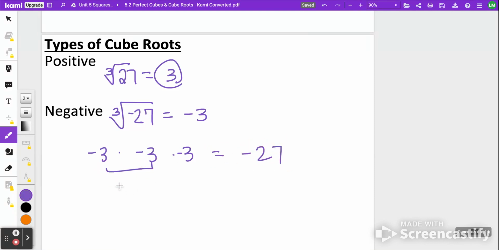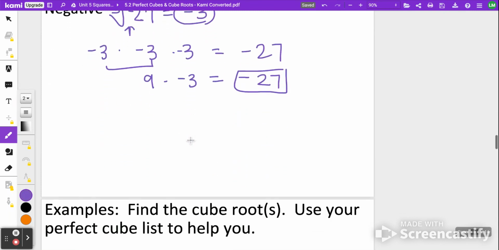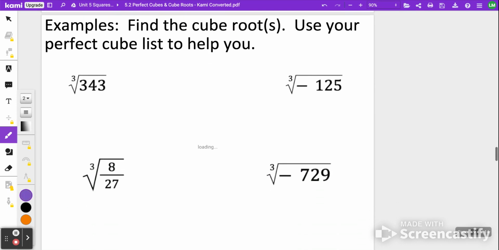Broken down into 2 groups, negative 3 times 3 is 9, and 9 times negative 3 still gives me negative 27. So just understand, if you have a negative on the inside of your radical, if it's a cube root and a perfect cube, you can still have that answer become a negative. What we're going to do now is help find our cube roots.